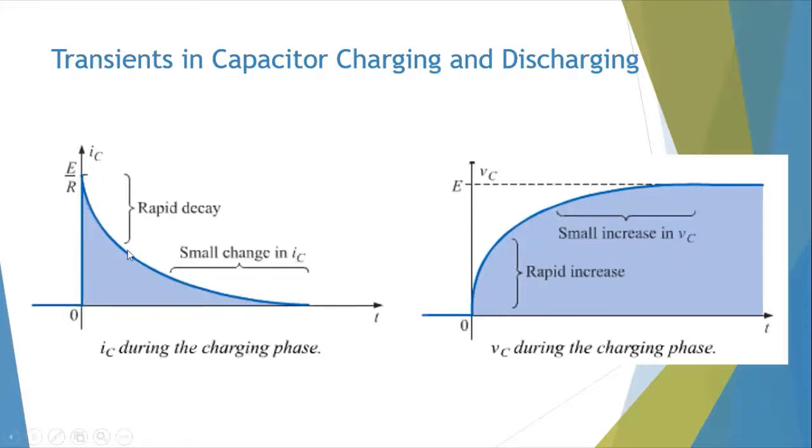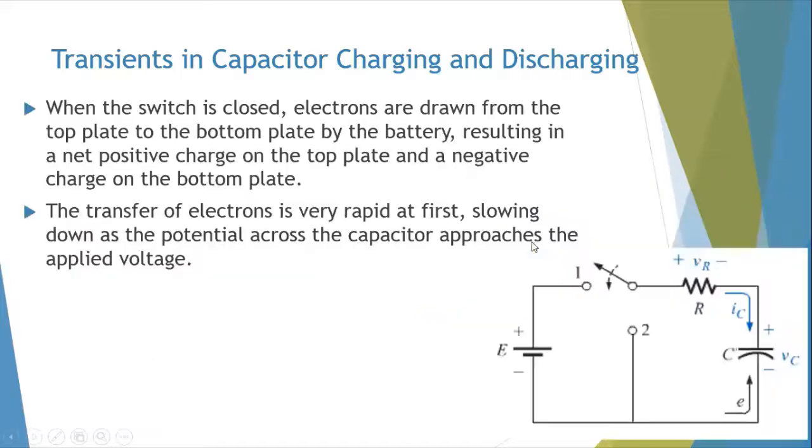And then it decays to a value. Now, the maximum value of the current is E over R. So let's look at what E over R is.